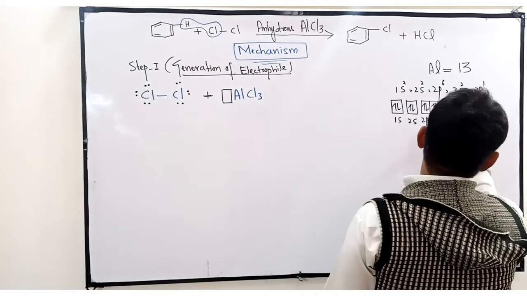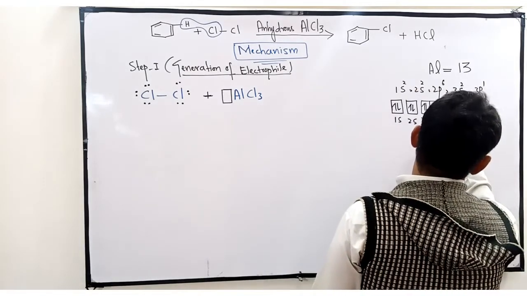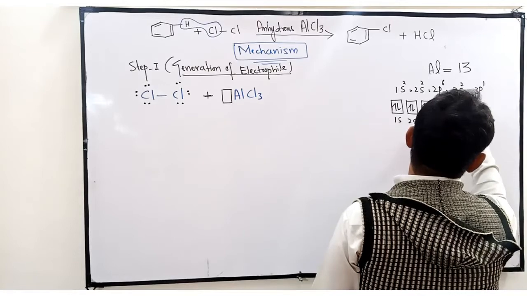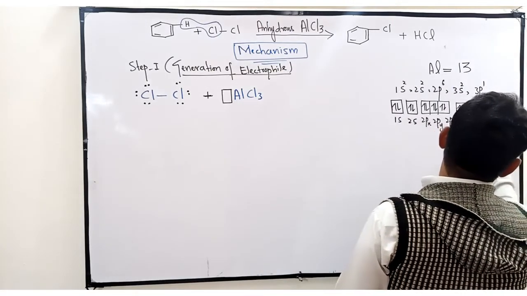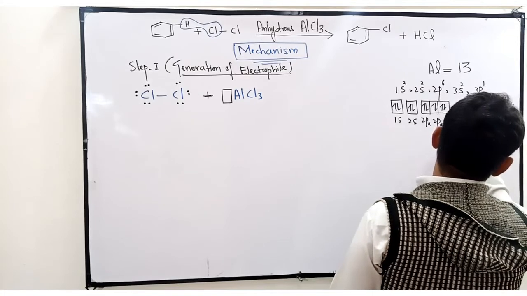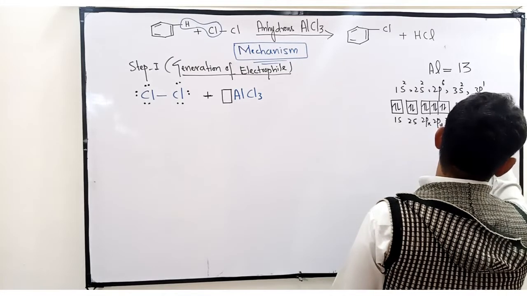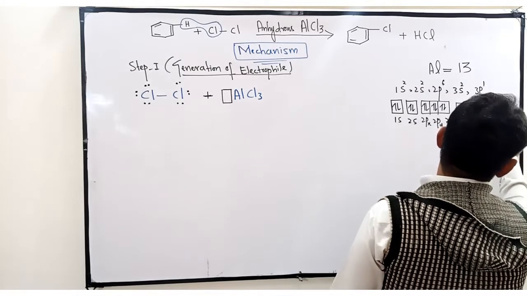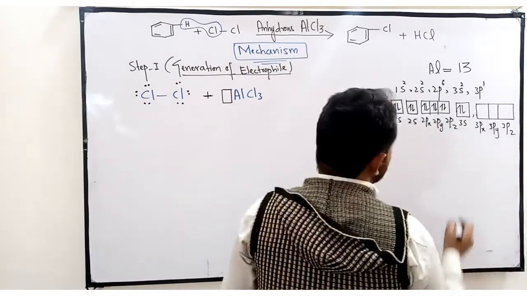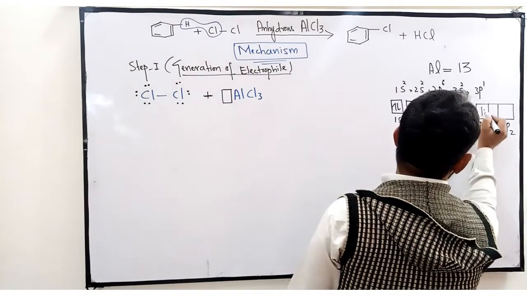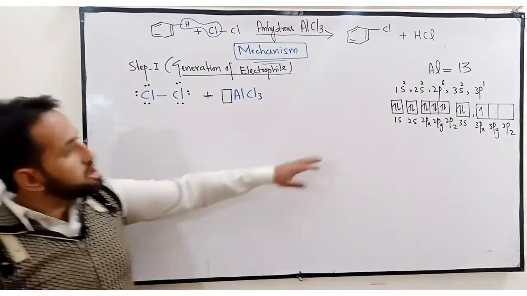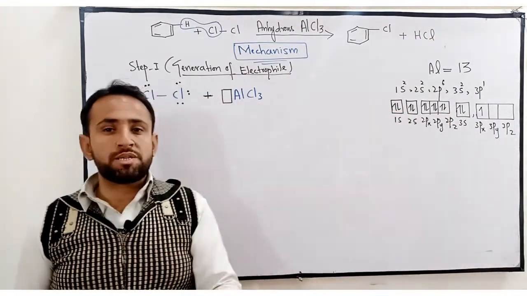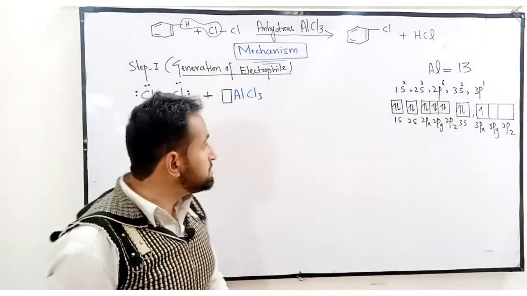And this is 3s2. Again, there are 2 electrons in 3s. And in 3p, there are again 3 orbitals, 3px, 3py, 3pz. There is only 1 electron in the p. Now this is the electronic configuration of aluminum in the ground state, not the excited state.